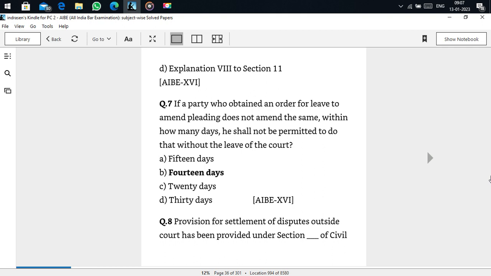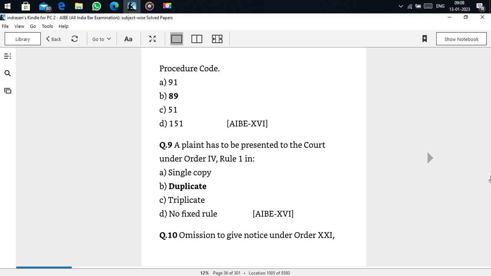If a party obtained an order of leave to amend the pleading and does not amend it within how many days? Within 14 days; if it doesn't amend, then the amendment will not have any effect. So within 14 days, it needs to be amended. The provision for settlement of disputes outside the civil court is Section 89. This is where we have the ADR. Section 89 talks about the outside settlement of disputes.